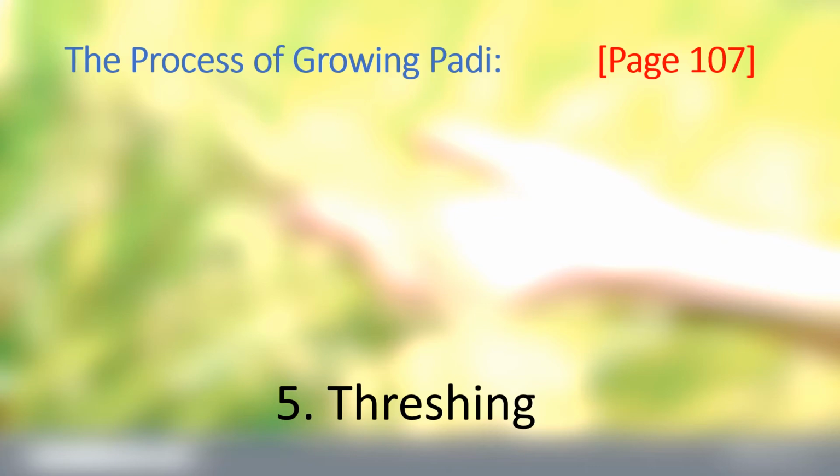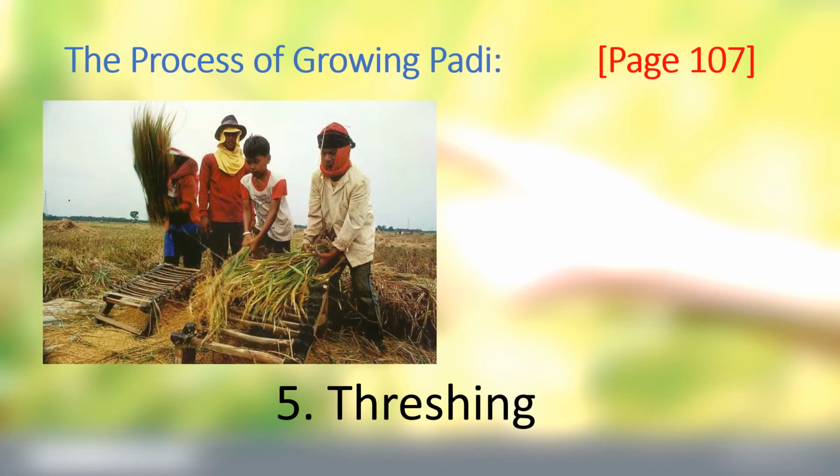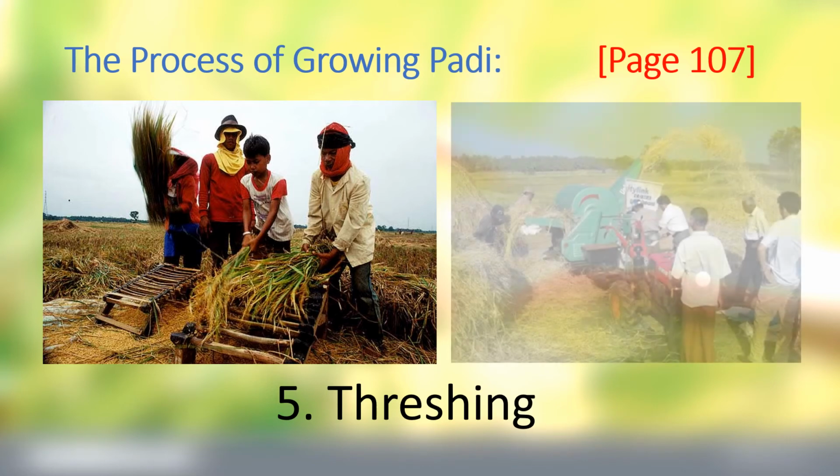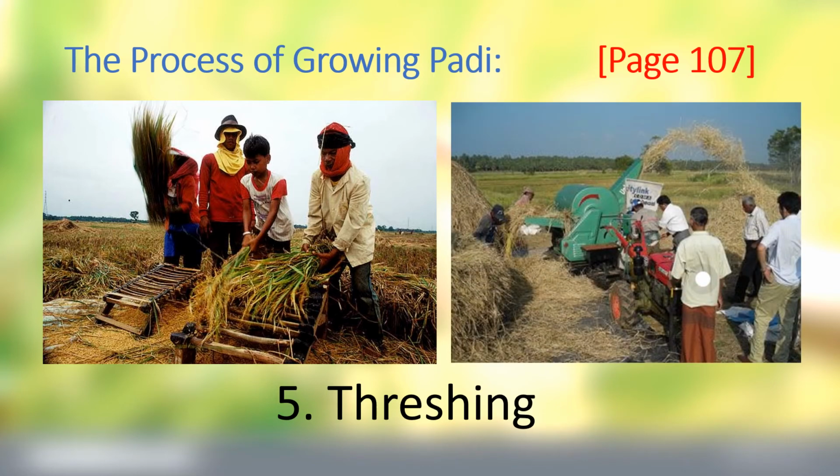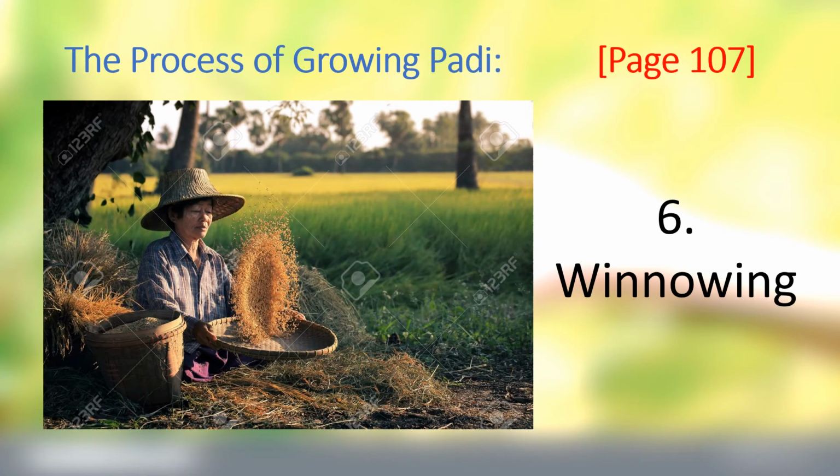The next process is threshing. In this process, they separate the padi or rice from the stalk. As you can see, you can do it manually or by using machines. Next process is winnowing. In this process, we separate the unwanted stuff or impurities and the rice or padi.